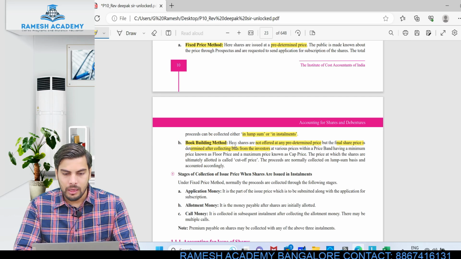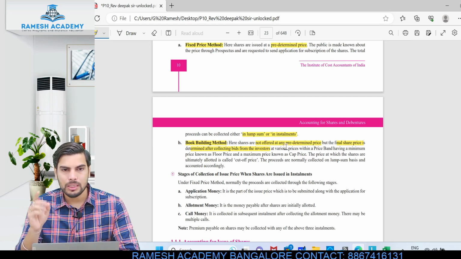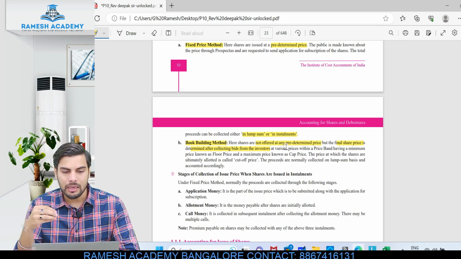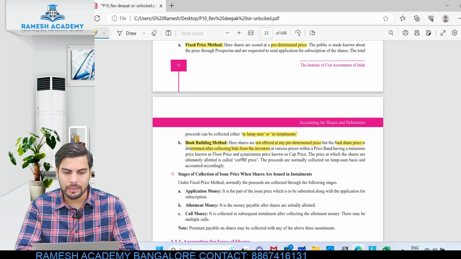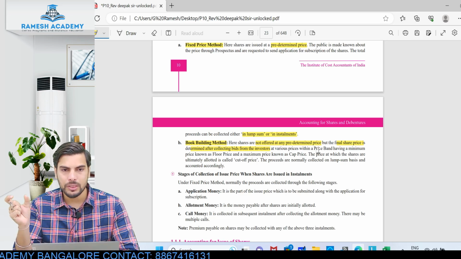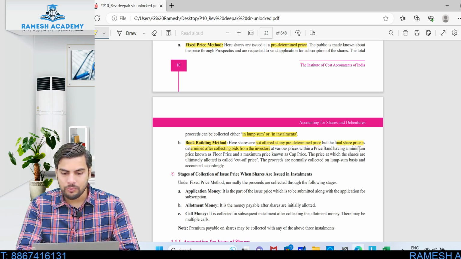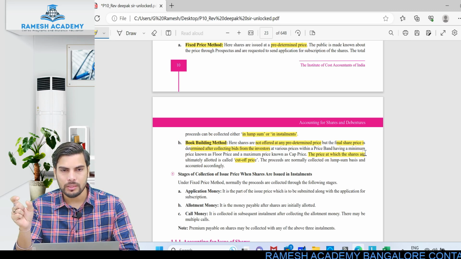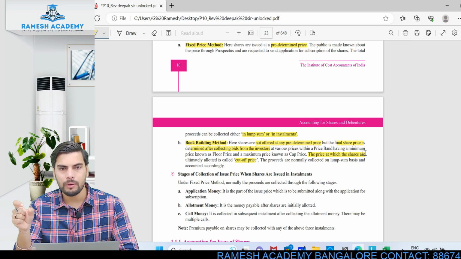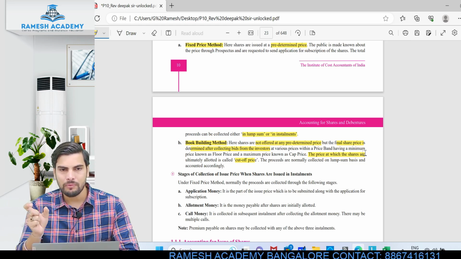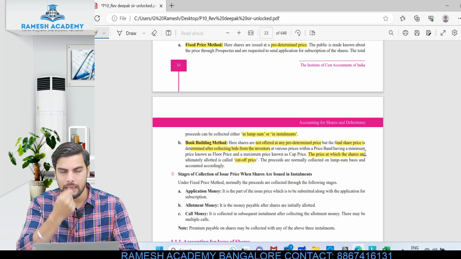Now look at this. Here shares are not offered at a predetermined price. That is the first point to remember. The final share price will be determined after collecting the bids from the investors at various prices within the price band. Remember I told you there will be a range, and investors need to bid within it. In the example I mentioned, the range was 20 rupees to 60 rupees. The price at which the shares are ultimately allotted is called the cutoff price. After considering the prices bid by the investors, the company decides a cutoff price. Some people are willing to buy at the basic price of 20, some are ready to pay even 40 rupees, so we come to a particular point, and that price is treated as the cutoff price.